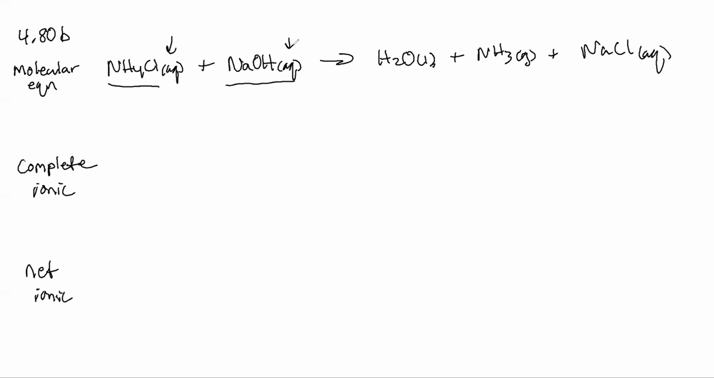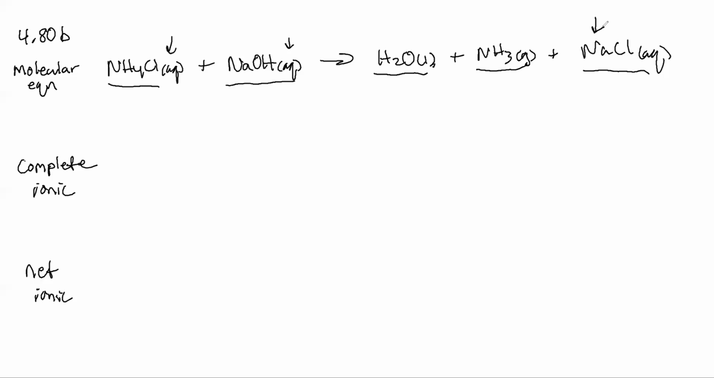So ammonium chloride, which is soluble, and sodium hydroxide, which is soluble, produce water, which is a liquid, so that's not ions that are dissociated. Ammonia gas, again, not ions, and sodium chloride aqueous. Now, the reason why this is soluble, again, we follow our solubility rules, and group 1A elements are always soluble, so the sodium wants to stay by itself as an ion dissolved in water.